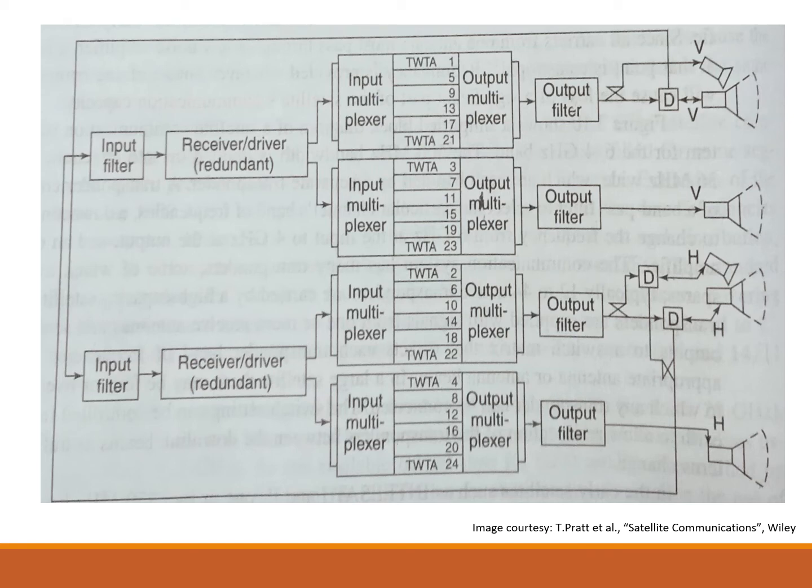The typical arrangement here you can see consists of input and output filters. Usually band pass filters are used to pass particular frequency band and to avoid other bands to avoid noise. Then receiver or down converter, input and output multiplexers and set of traveling wave tube amplifiers are used, power amplifiers. The uplink signals are filtered using the filter and then the signals are amplified using suitable amplifier. If one traveling wave tube amplifier fails, another will come into the picture.